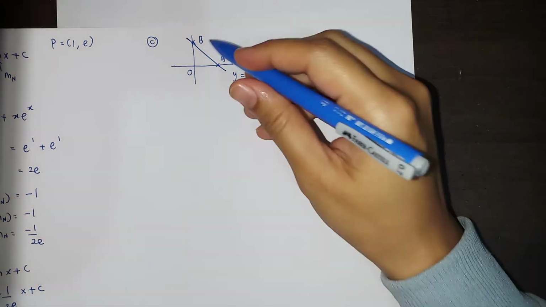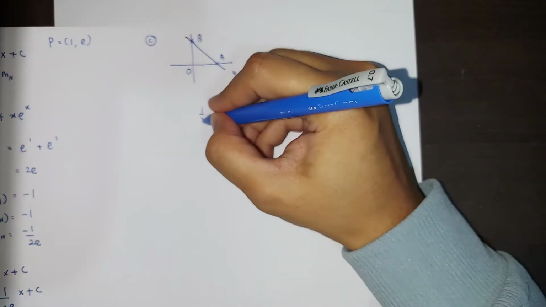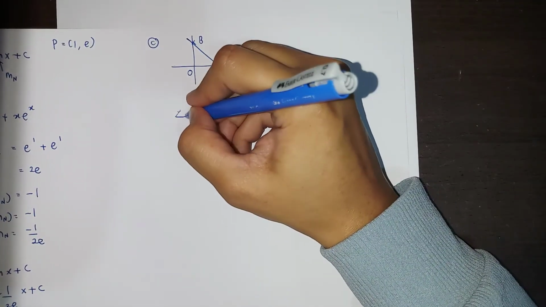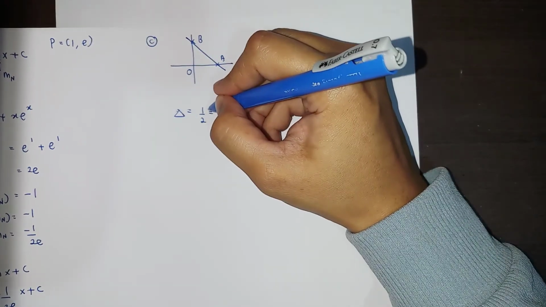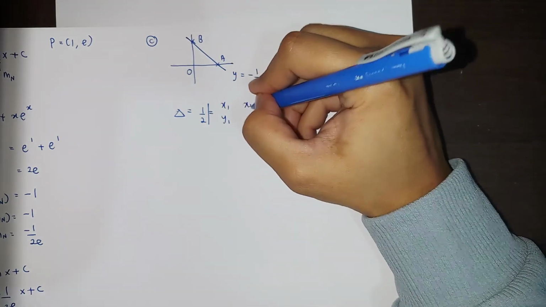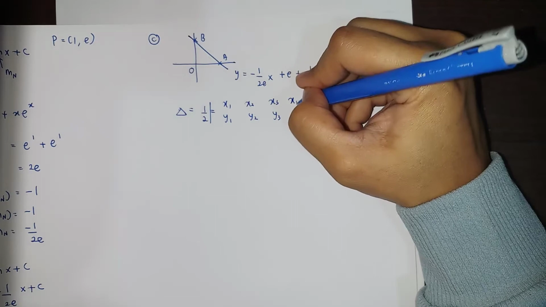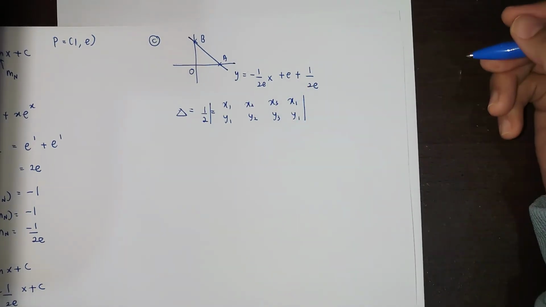So how do we calculate the area of the triangle? You use this formula. You have learned this previously. The area of the triangle equals 1 over 2, and then you put x1, y1, x2, y2, x3, y3, and x1, y1 again, closing the triangle.